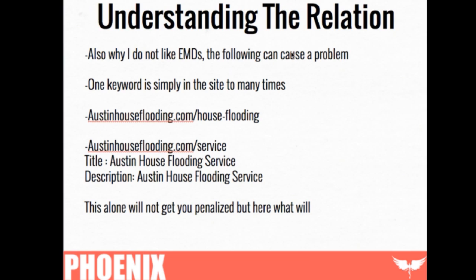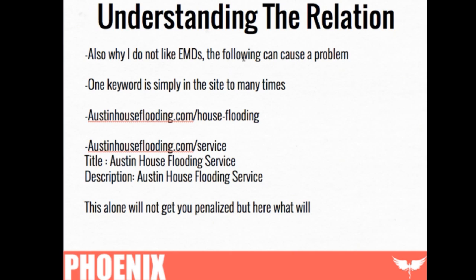And I'm going to go through a bunch of scenarios that will trigger the Penguin, and more specifically an over-optimization penalty. And this also is why I don't like EMD sites. What an EMD site is, if your keyword is Austin house flooding, your domain is austinhouseflooding.com. These used to rank a lot faster back in the day. They still do rank fast, but they're very dangerous. They're very easy to get penalized.